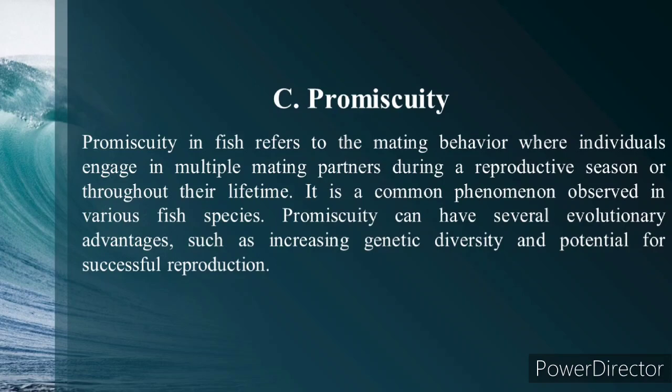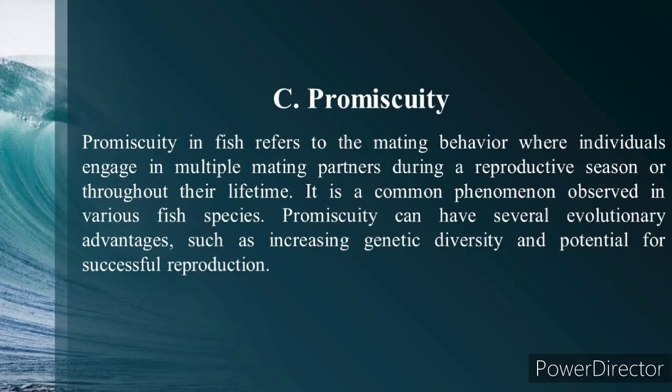Promiscuity in fish refers to the mating behavior where individuals engage in multiple mating partners during a reproductive season or throughout their lifetime. It is a common phenomenon observed in various fish species. Promiscuity can have several evolutionary advantages, such as increasing genetic diversity and potential for successful reproduction.